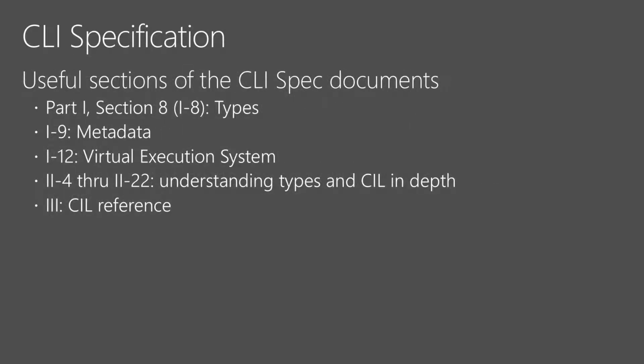If you're interested in diving into the CLI specification, these are the parts that I would suggest you look at, particularly if you are interested in getting below the level of the language itself. If you ever wanted to understand, after C# has compiled your code, while it's running, what is the runtime doing for you? All of these will be useful, particularly partition 3, which is a complete reference to the .NET bytecode set, also known as the Common Intermediate Language.